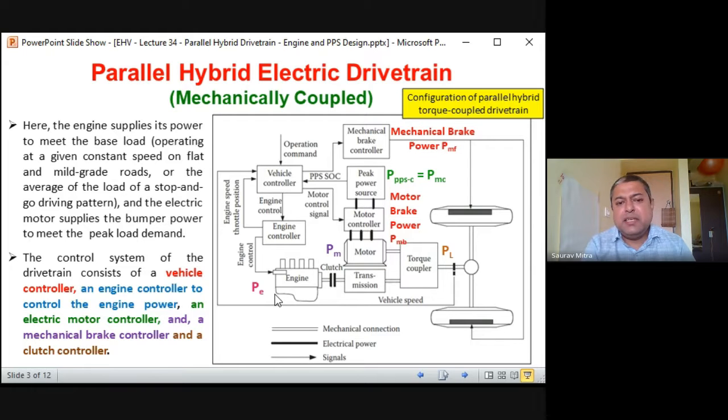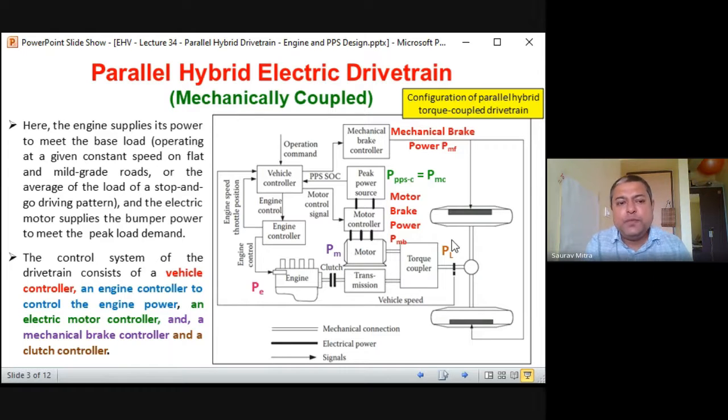But whenever the vehicle is running on the highway, the engine itself is supplying all the load power, as well as charging the PPS source. Whenever the vehicle is on grid or on off-road kind of driving, or is hill climbing, at that time the PPS and PE together supply the power to the PL. This is more or less the parallel hybrid electric drivetrain concept, and all these things were explained previously.